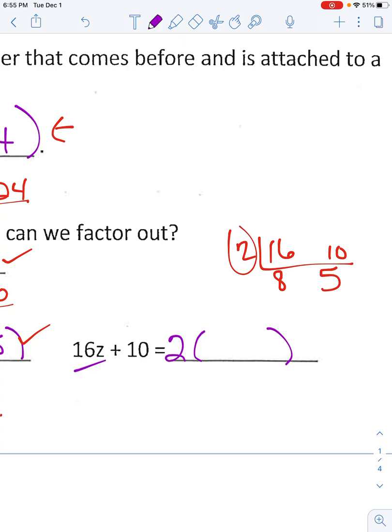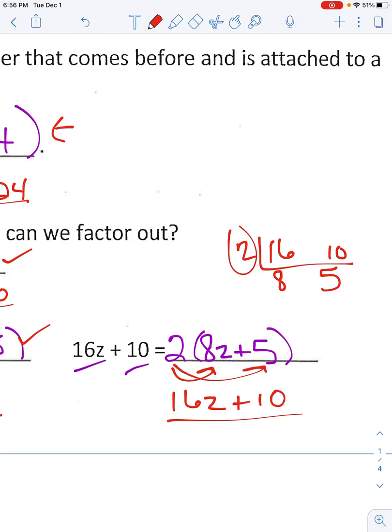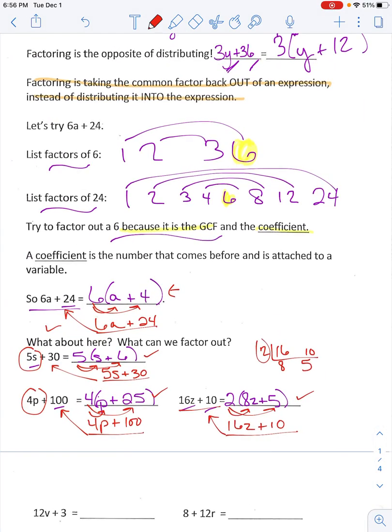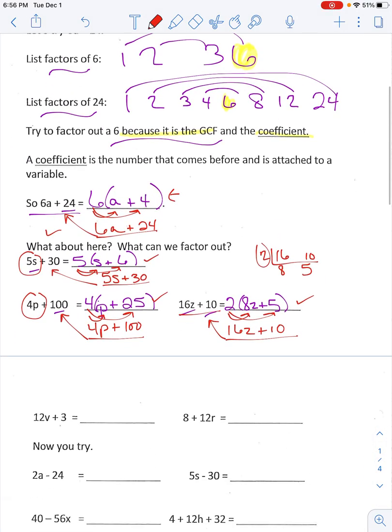16 divided by 2 is 8z. 10 divided by 2 is 5. Let's distribute to make sure this makes sense. 2 times 8z would be 16z. 2 times a positive 5 would be a positive 10. This matches this, so I know I factored correctly. Okay. On to the back.